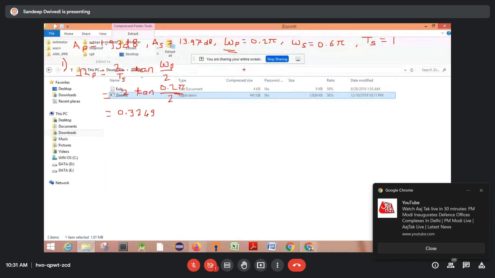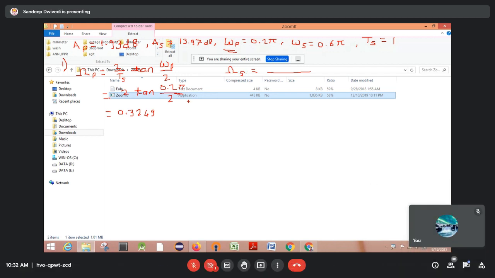Same thing for omega s, the stop band edge frequency. Instead of pi, please take 180 and do the same calculation. Yes, sir, still getting the same answer. So this is 0.6498.